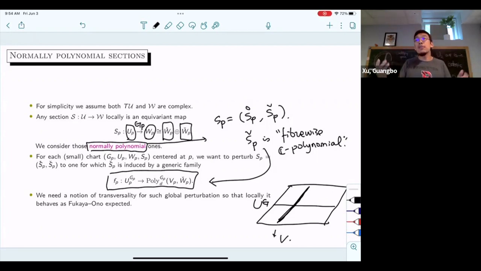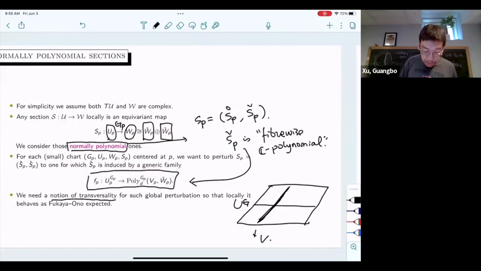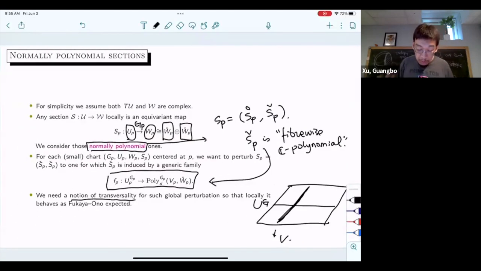However, this genericity condition should correspond to some kind of transversality notion. But we know that ordinary transversality fails. So we actually need some kind of more delicate version of transversality. And it is indeed already indicated or discussed in Fukaya-Ono's original article. Nonetheless, we need to produce some new notion of transversality to achieve what Fukaya and Ono said. Okay, so this is what we need to do at the topological level.